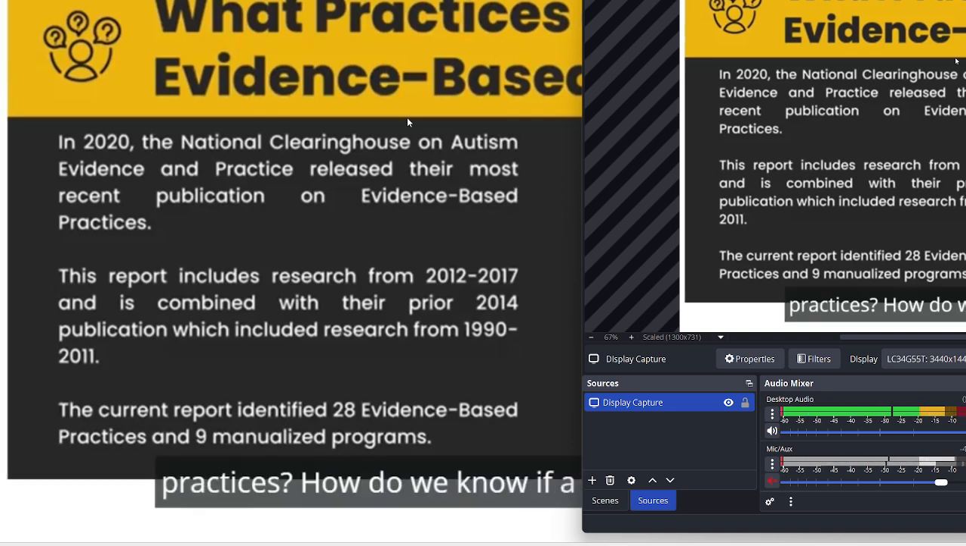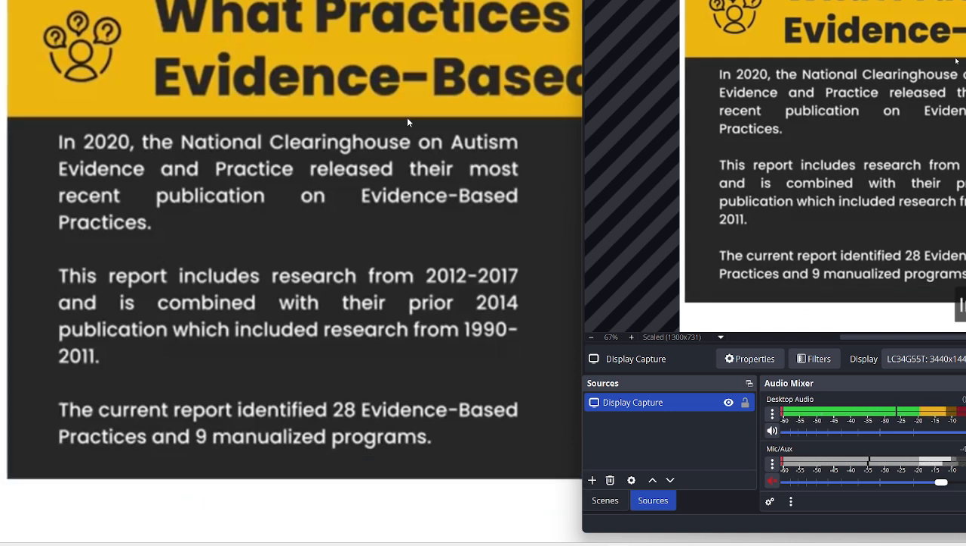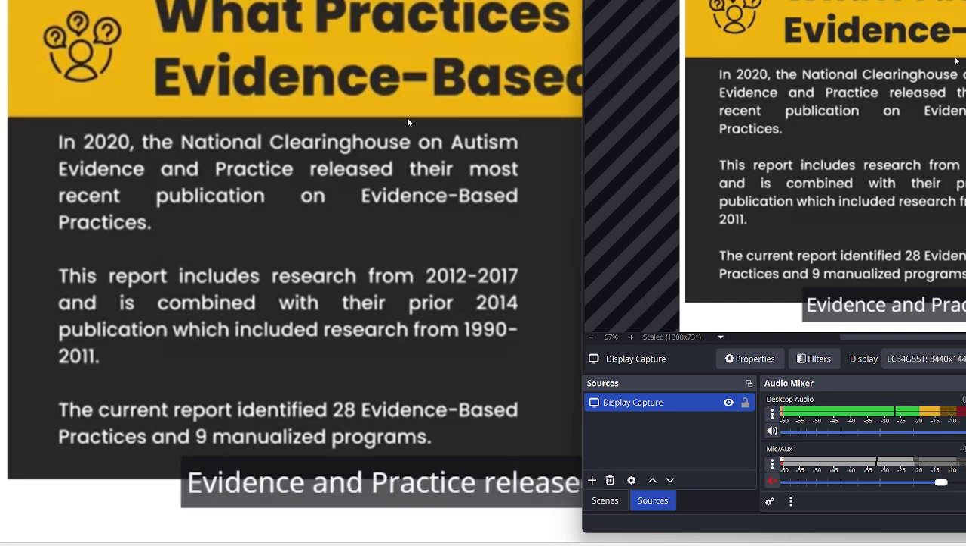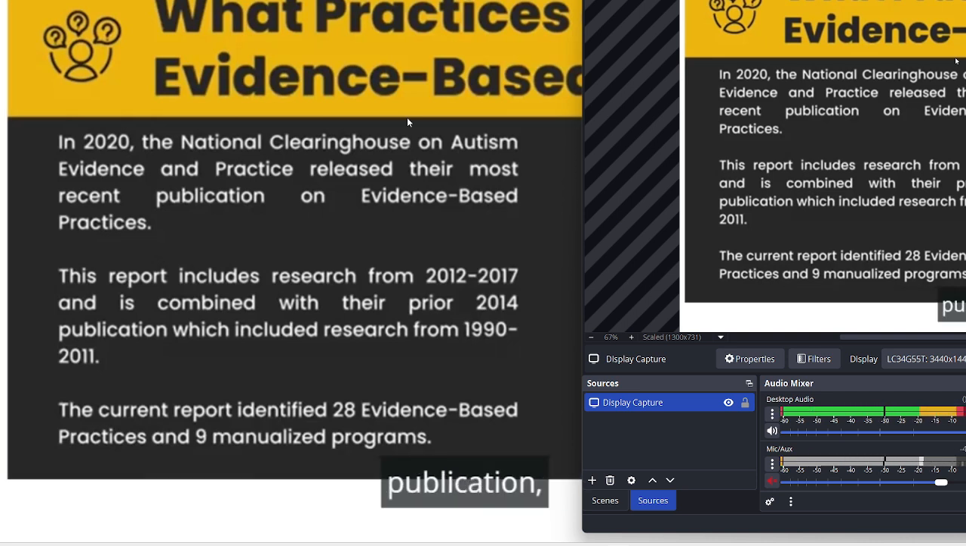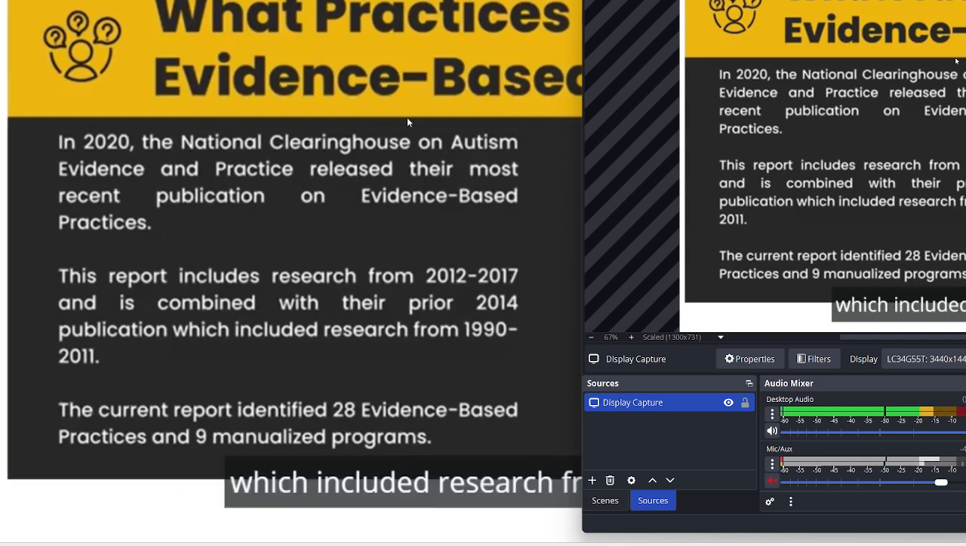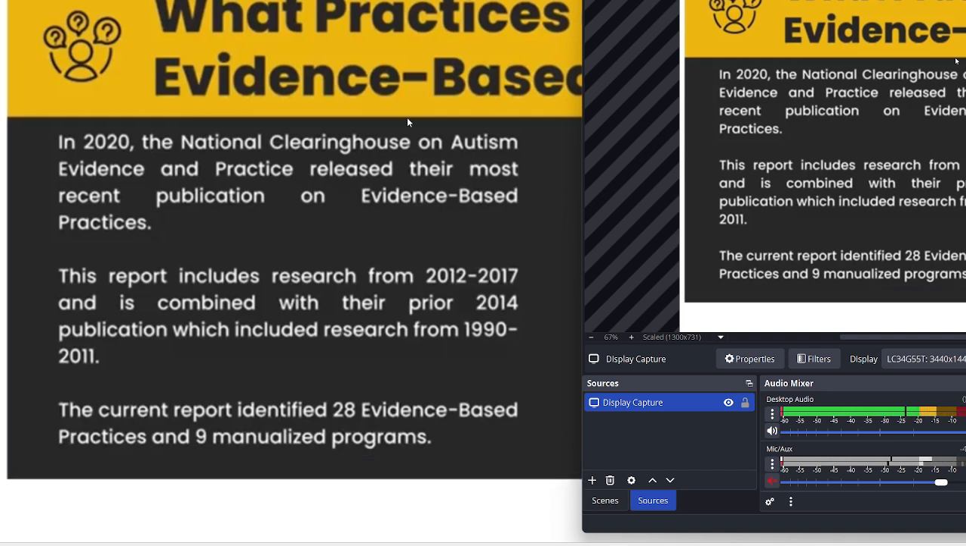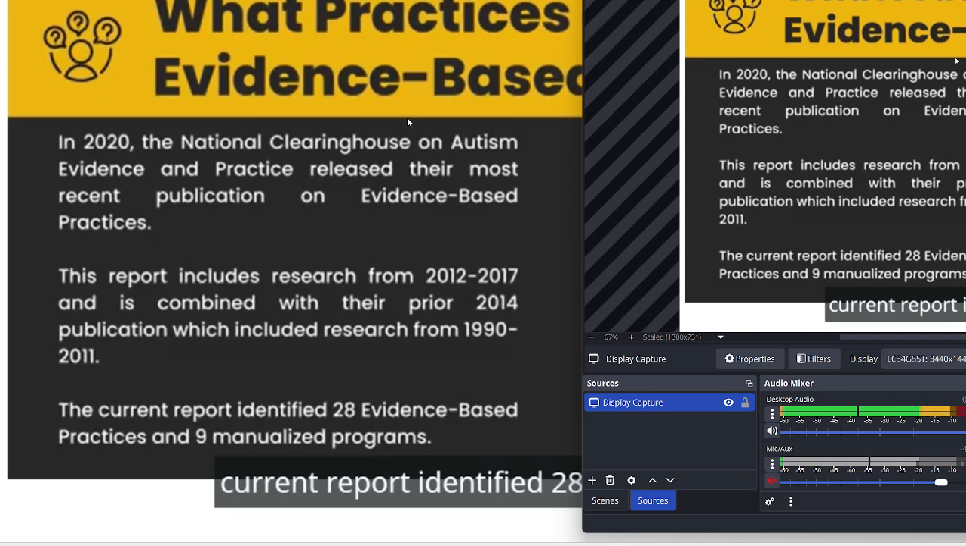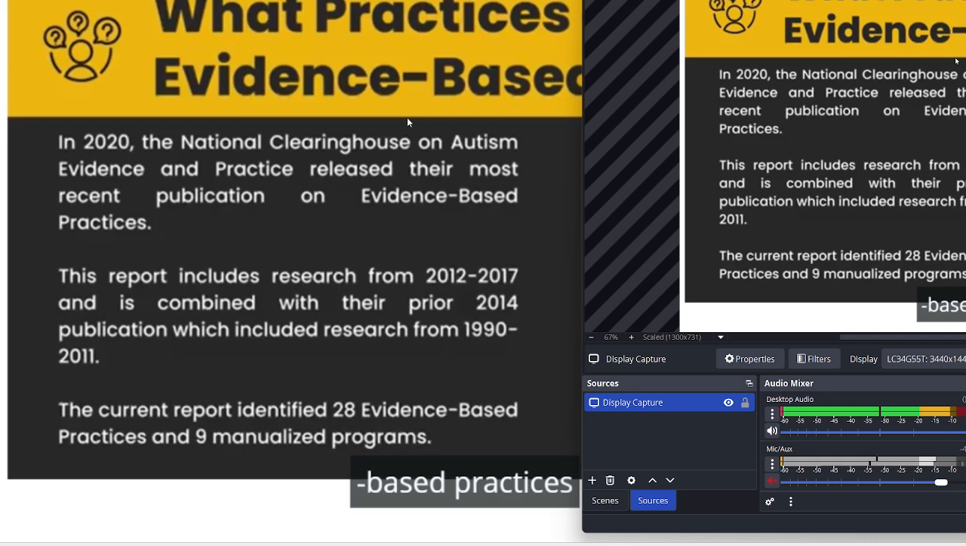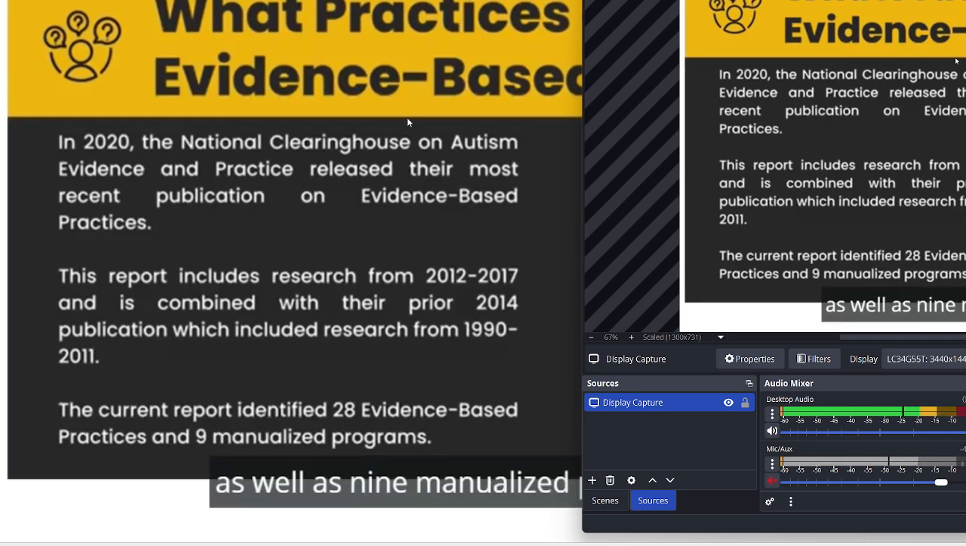So, what are these evidence-based practices? How do we know if a practice we're using has evidence to support its use? In 2020, the National Clearinghouse on Autism Evidence and Practice released their most recent publication on evidence-based practices. This report includes research from 2012 to 2017 and is combined with their prior 2014 publication, which included research from 1990 to 2011. The current report identified 28 evidence-based practices as well as 9 manualized programs.